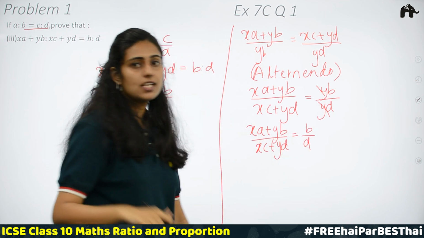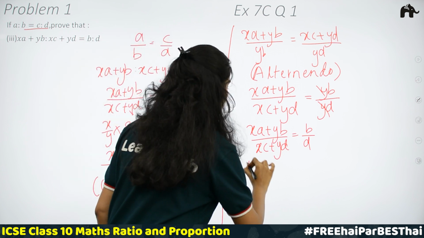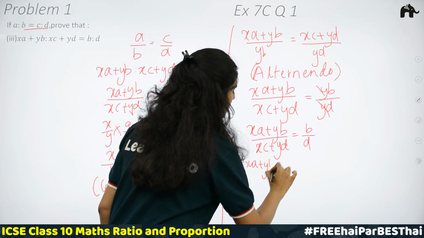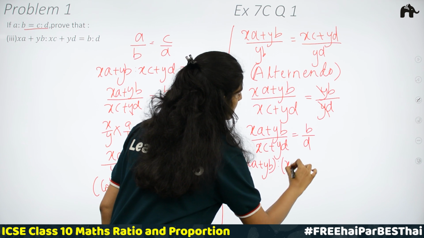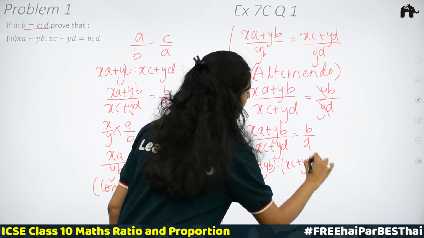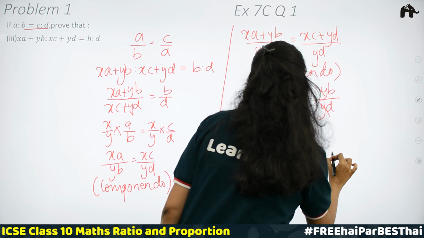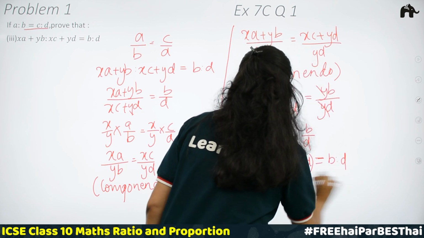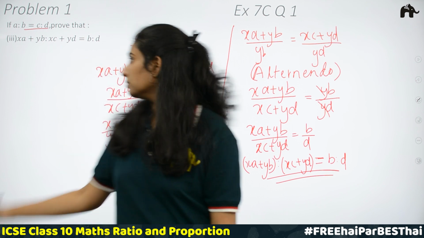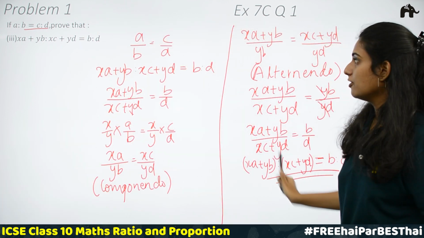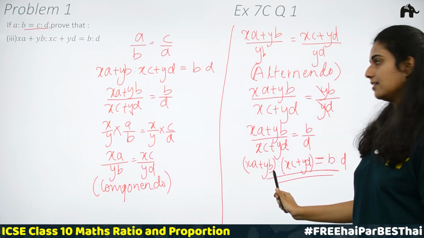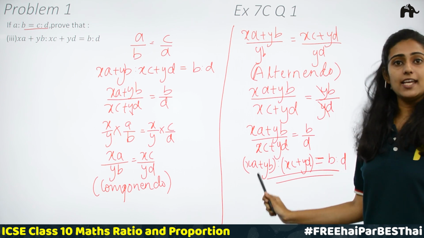When you express this in the ratio form, we get (xa plus yb) is to (xc plus yd) is equal to b is to d. This is the required form. Just compare this. We have got it, right? Clear? We'll move on to the next question.